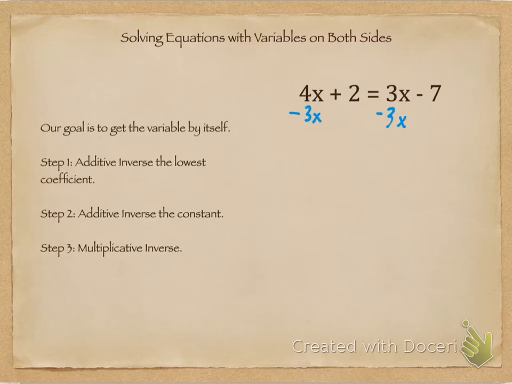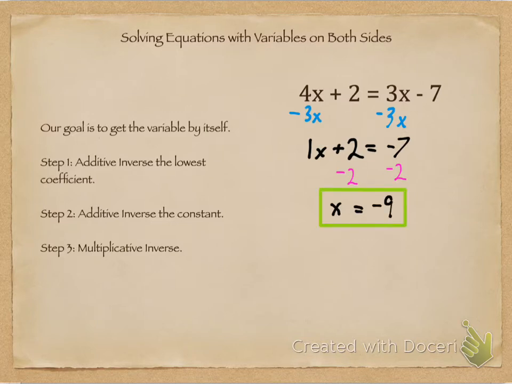We're going to simplify 4x minus 3x equals 1x and bring down the rest of the equation. We now have a two-step equation. We're going to do the additive inverse, and then the multiplicative inverse, which was 1 times x. Divide everything by 1, it will still equal negative 9.